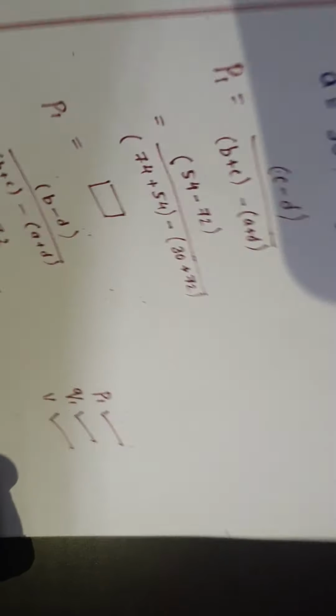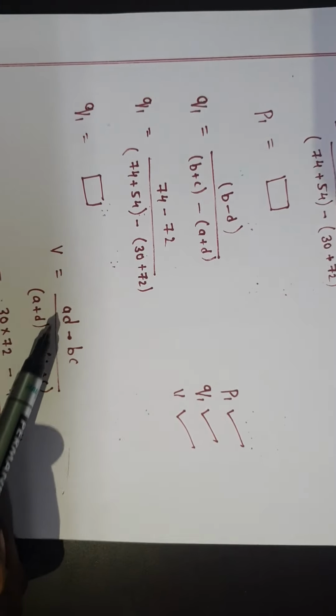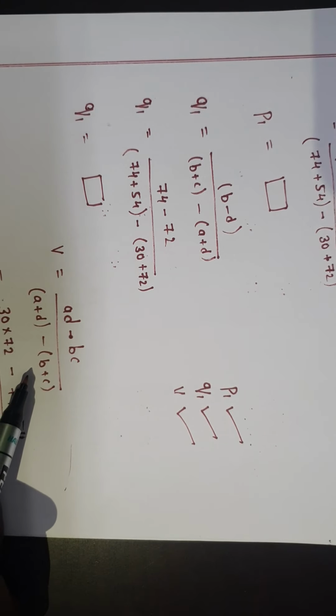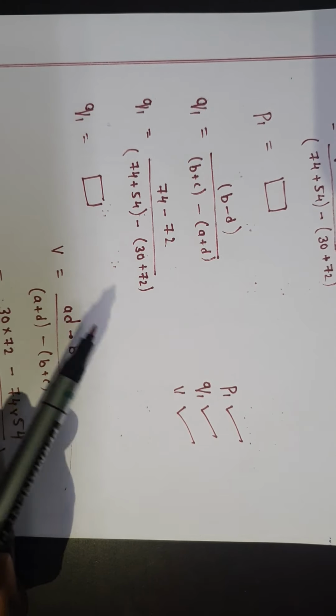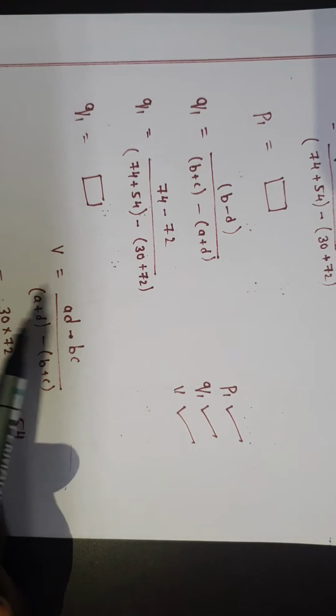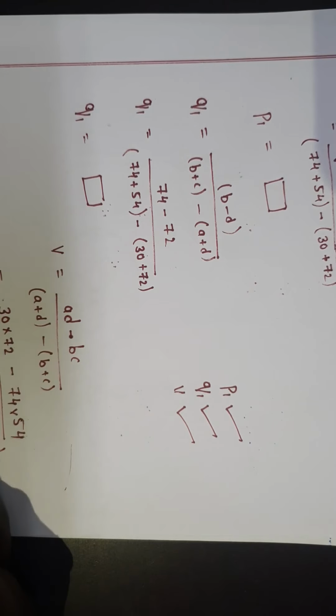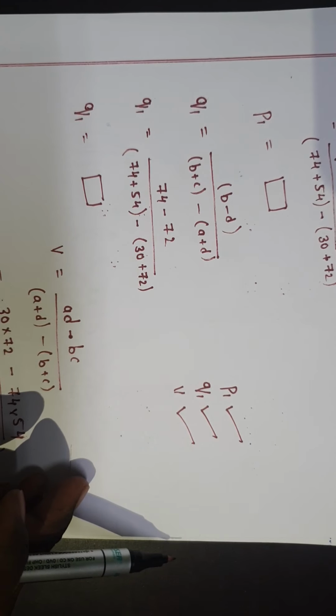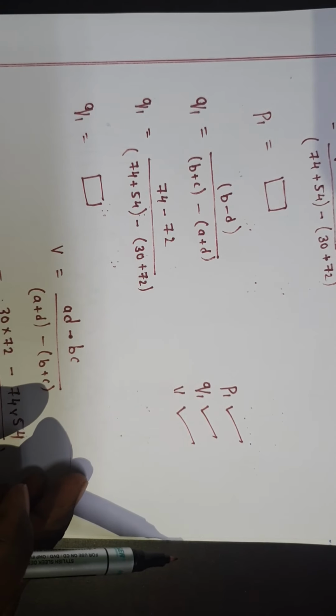Next is the V value. What is the V value here? AD minus BC by A plus D minus B plus C. So here you will get the values of P1, Q1 and V. Like this you will get the value of all the things. Like this you have to find out.